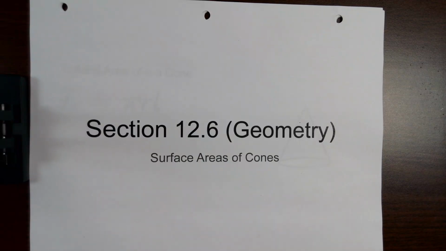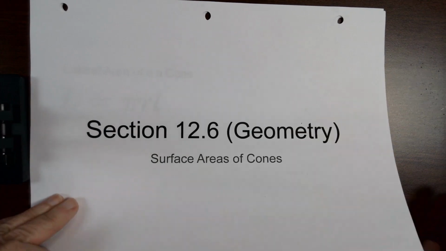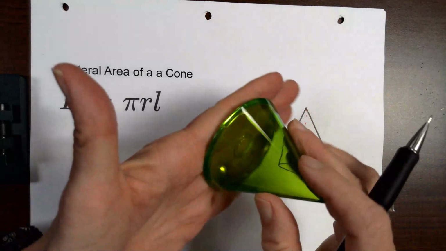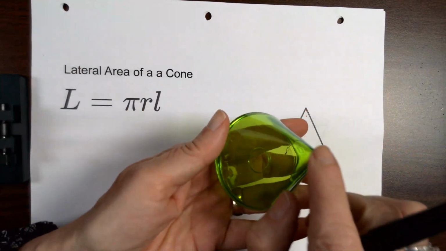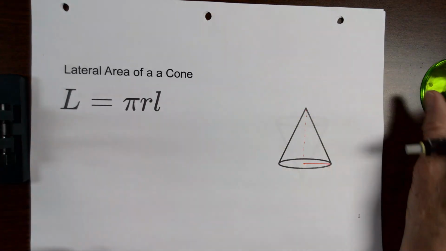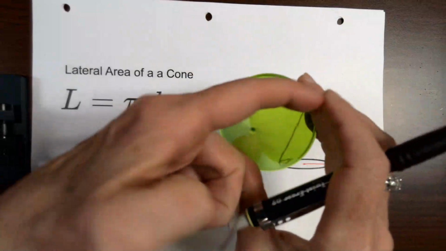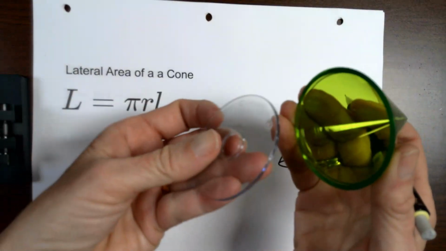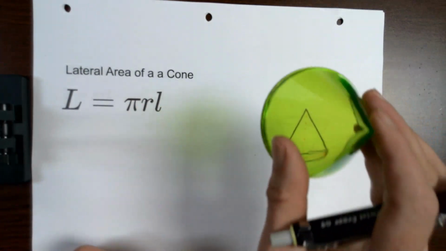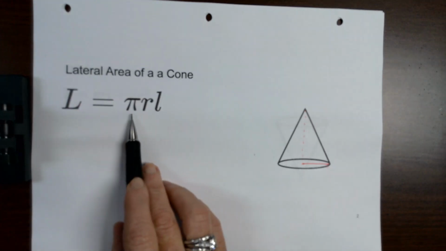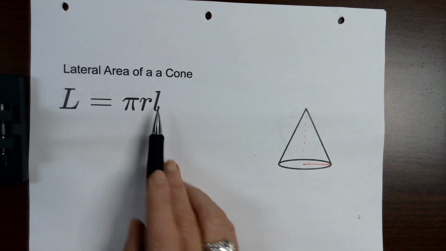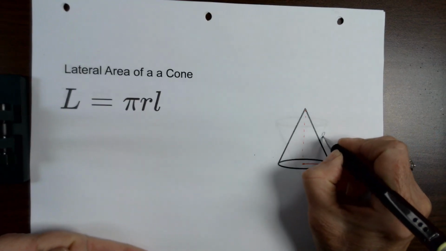Section 12.6 involves surface area of a cone. Now, a cone is like an ice cream cone, if you will. It has a circle base, and it comes up to a vertex. The lateral area, or the area around the outside of this cone without the base, see how I took the base out? Okay, that's the lateral area. The formula is pi r L, with L being your slant height.